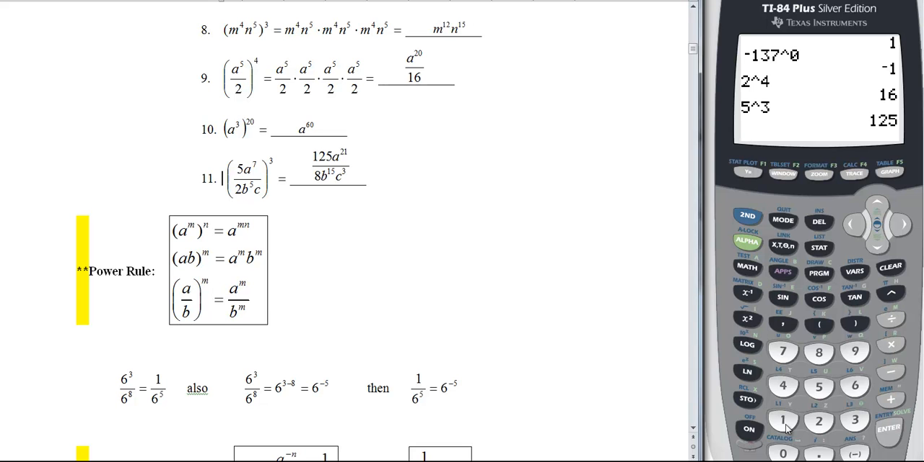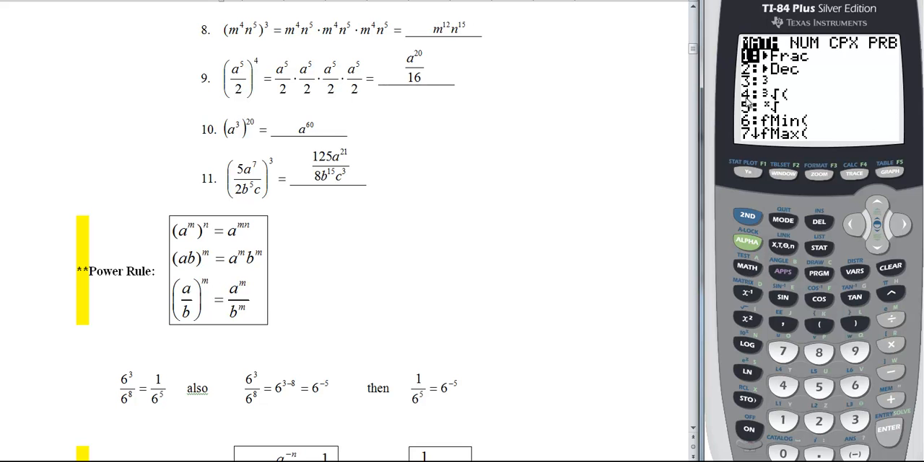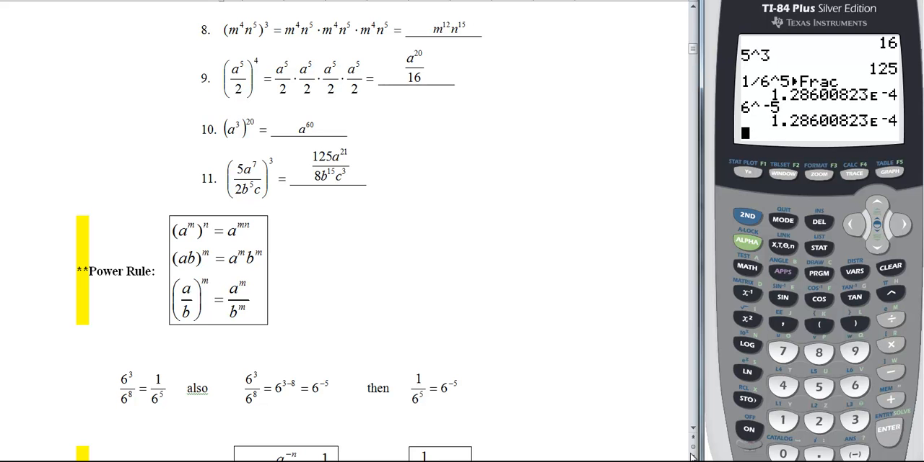So let me do 1 divided by 6 to the 5th. I'm going to change this to a fraction, so you need to know where your frac key is. Go to your math, and it's the very first thing. Hit enter, and then hit enter one more time. Not a nice number, okay? Let's see what 6 raised to the negative 5 is. If you'll notice, it's the exact same thing.